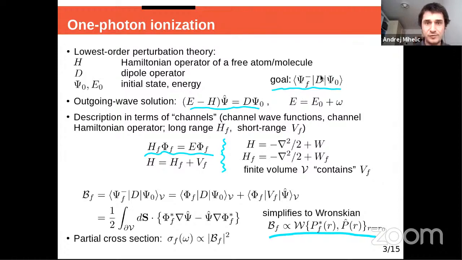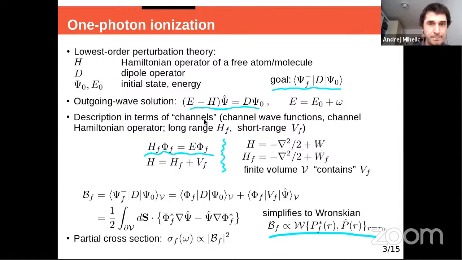Now, that kind of amplitude can be obtained if one looks for a solution of a driven Schrödinger equation, which satisfies the outgoing boundary conditions. So in this equation, H is the total atomic or molecular Hamiltonian, and E is the final state energy, which is written here. And of course, psi hat is the outgoing wave solution of this equation.